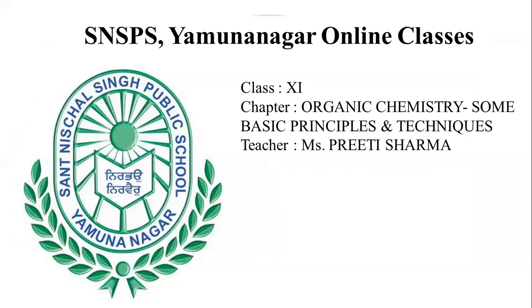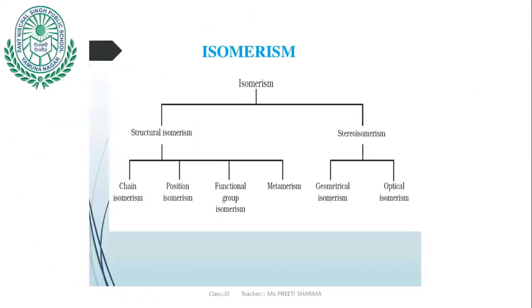So today we are going to start the second part of this chapter, that is isomerism, students. What do you mean by isomerism? To understand isomerism, you must know about isomers first. If two or more compounds have the same molecular formula but differ in physical and chemical properties, they are known as isomers, and the phenomenon is known as isomerism.